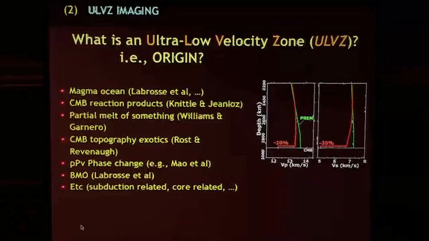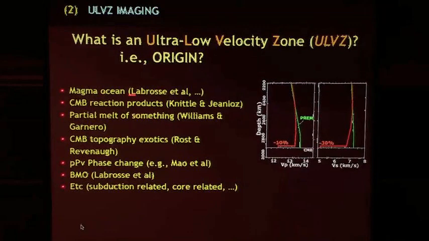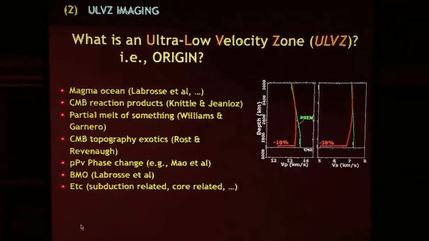What is it? This list keeps growing. From magma ocean, I put that twice, so it must be right. Reaction products between the core and the mantle, partial melt of something, whether it's a mantle material, something different from LLSVP. Relationship between the exotics on the core mantle boundary topography. Actually, I modified this and it disappeared.